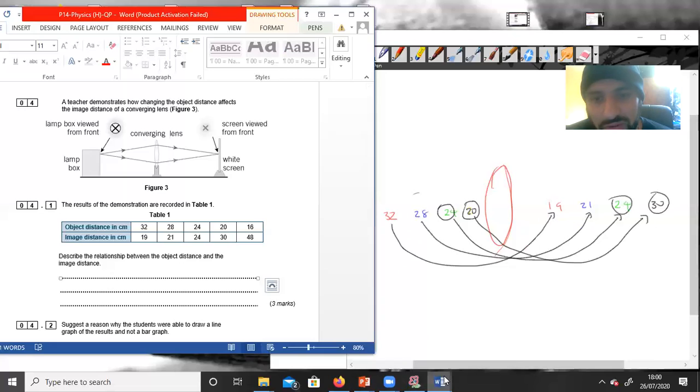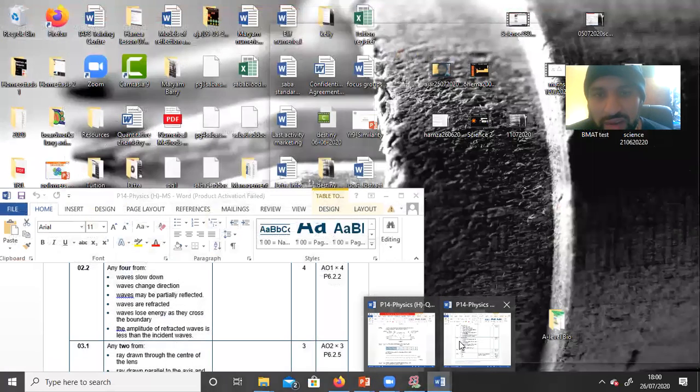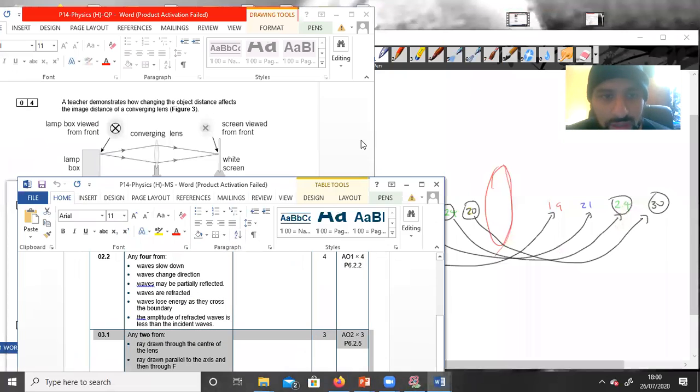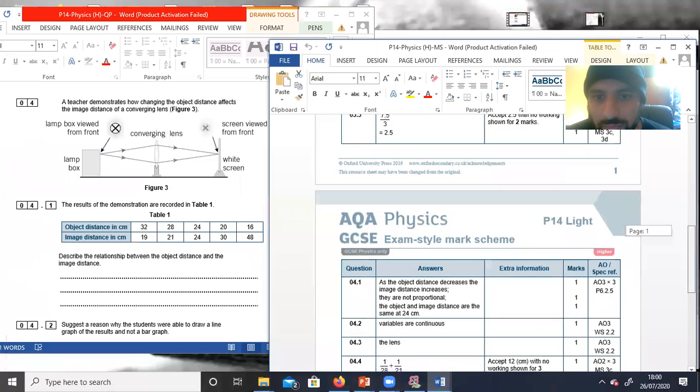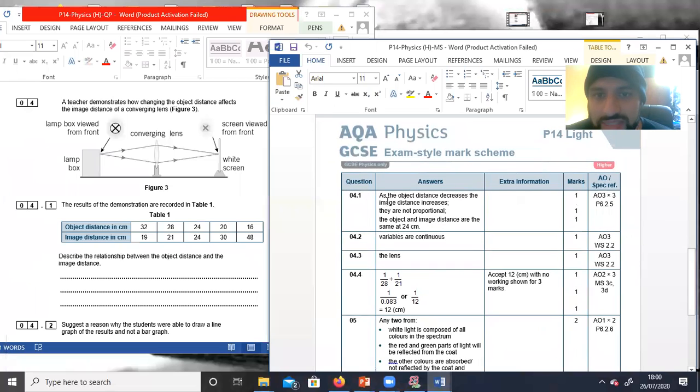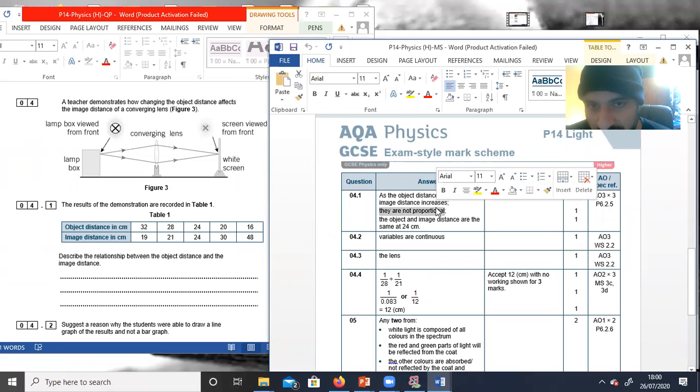So they don't just want one-worded answers. What we're going to do is look at where we get the other marks from. So if we look, it says, as the object distance decreases, the image distance increases. What we said, that was 1 mark. They are not proportional. Ooh, interesting. The object and the image distance are the same at 24.